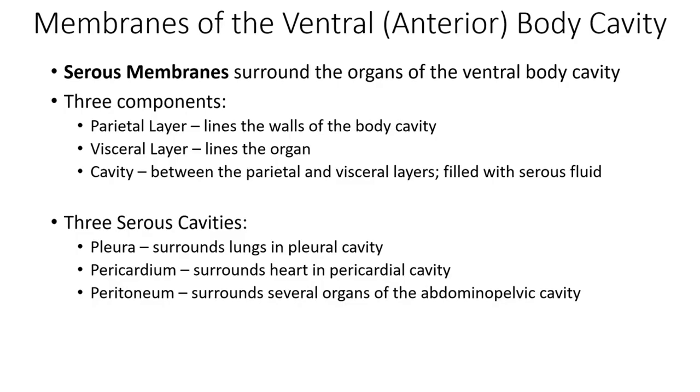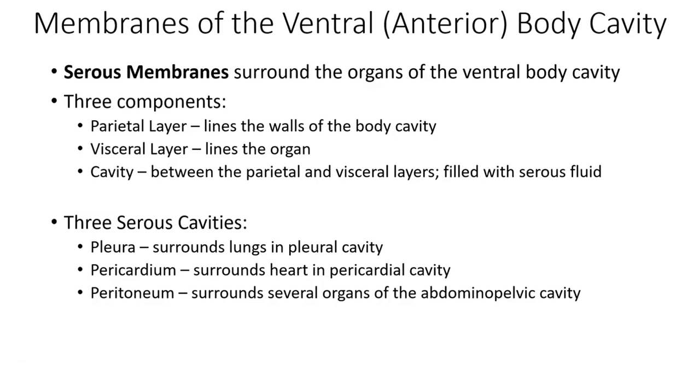All right, and then serous membranes. These are found specifically within the ventral or anterior body cavity. Serous membranes are going to surround the organs found within this body cavity and help enclose them in their own special little area or room, I guess you could think of it that way, that keeps them separate from other tissues and organs within this body cavity.